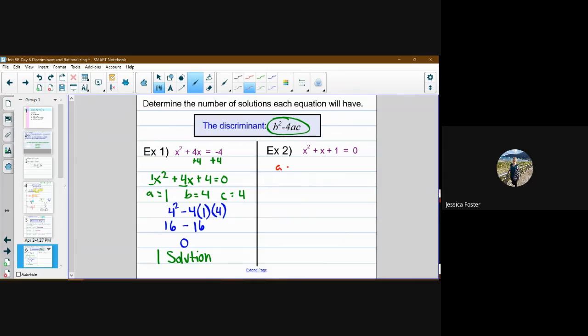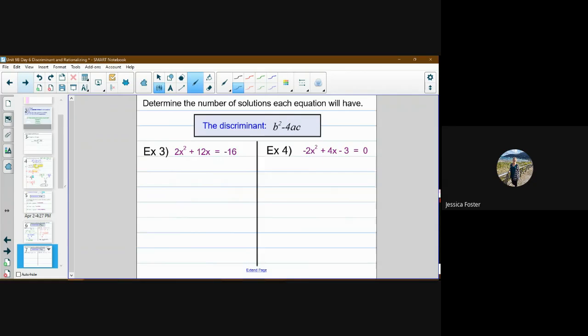Just like last time, a equals 1, b equals, this time, 1, c equals 1. All 3 values are 1 this time. All right, we're going to do b squared, so 1 squared minus 4 times a, which is 1, times c, which is 1. 1 squared is 1. 4 times 1 times 1 is 4. 1 minus 4 is negative 3. So this time I have a negative value for my discriminant, which means I have no real solutions, or no solutions. I hope you got that one too.